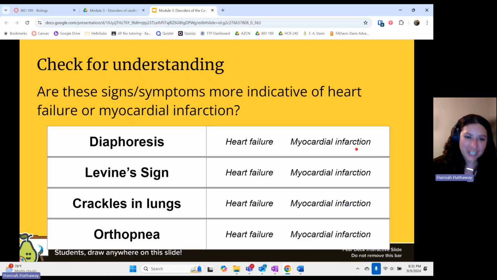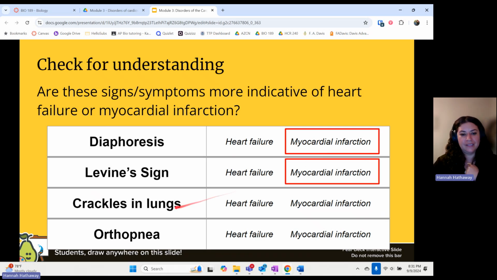Okay, check for understanding. For each of these, I want you to tell me, is this sign or symptom indicative of heart failure or myocardial infarction? Once again, you can pause. Do it. So diaphoresis, that's sweating. Think, oh my gosh, sudden attack, you're freaking out, your chest hurts. Which one's that going to be? Myocardial infarction. Levine sign, fist to chest, pain, myocardial infarction.